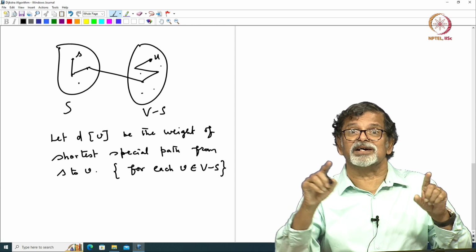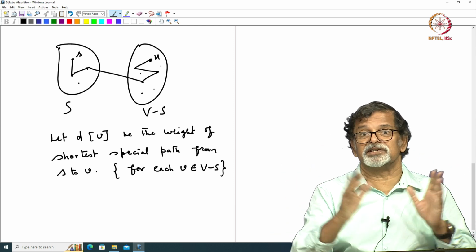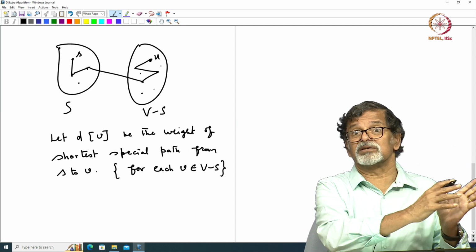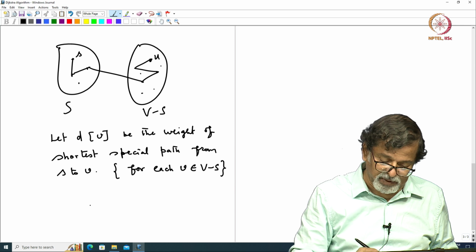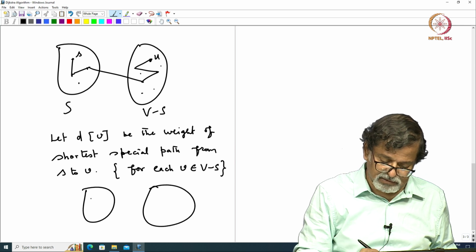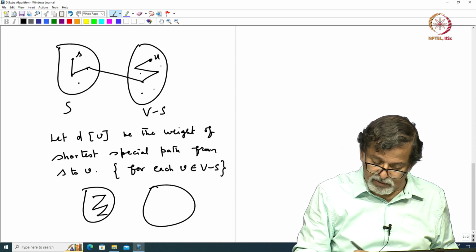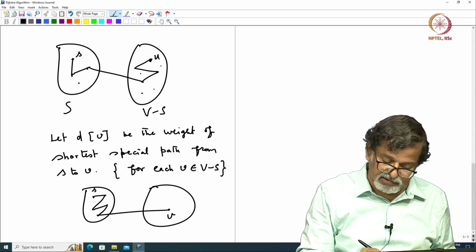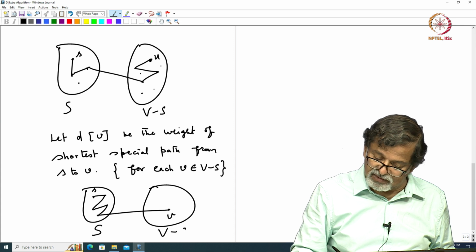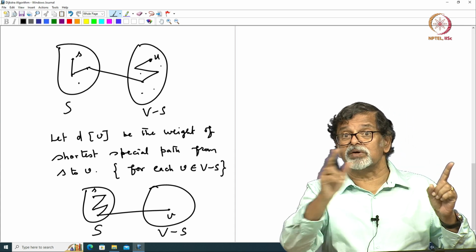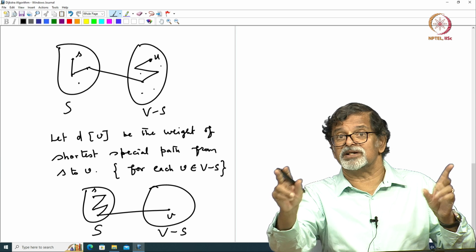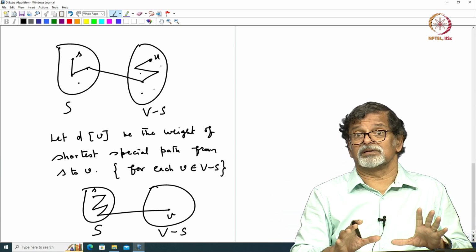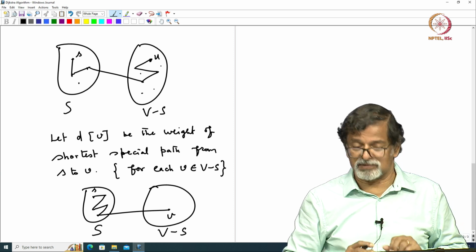The last edge is called the crossing edge. Why is it called a crossing edge? That edge goes from S to V minus S. The special path is going to be like this, then in one jump it will come to V. This is S, and V is in V minus S. So from S to V minus S, with one crossing edge, it will reach. That is the property of special paths, not all paths, special paths.